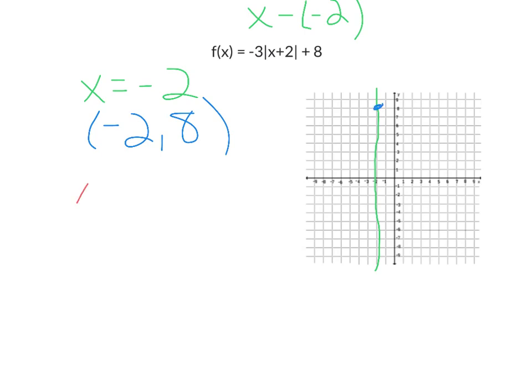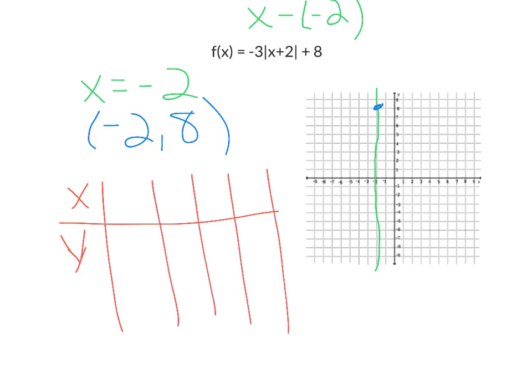Now I'm going to create my table of values, and I'm going to put my axis of symmetry directly in the center of the table. So I'm going to put negative 2 in the center. 2 points to the left of negative 2 are negative 3 and negative 4, and 2 points to the right of negative 2 are negative 1 and 0. I already know that if I plug in negative 2, I'll get an output of 8 because that's my vertex.